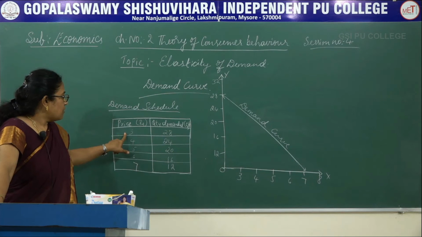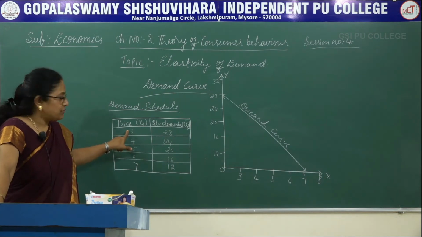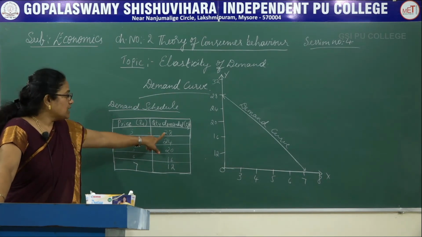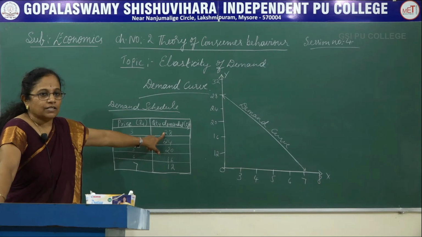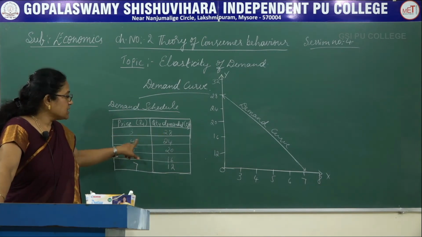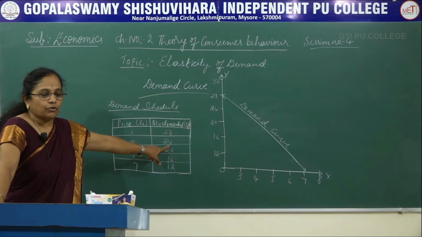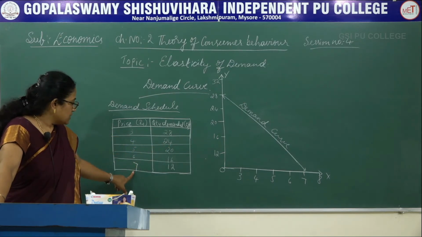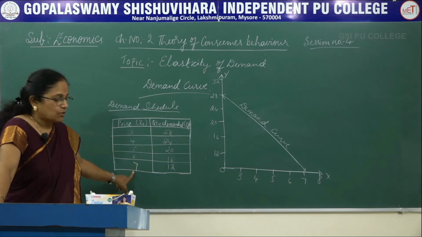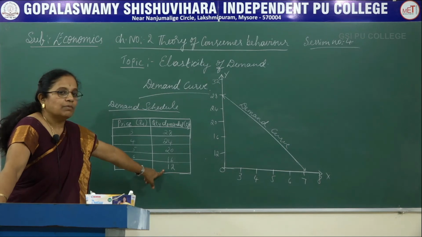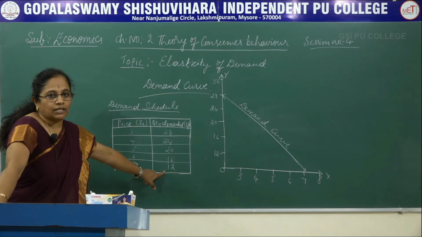If the price of tomato, for example, is rupees 3, the quantity demanded is 28. If it hikes to 4 rupees, then we buy only 24 kilos, and if it increases to 7 rupees, the quantity demanded becomes only 12 kilos.